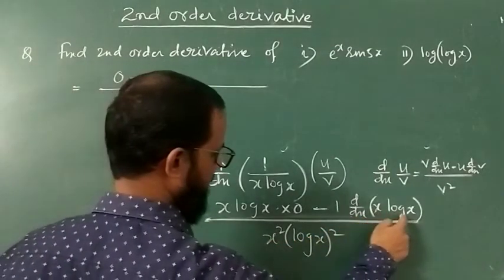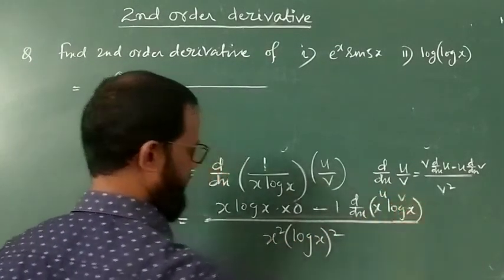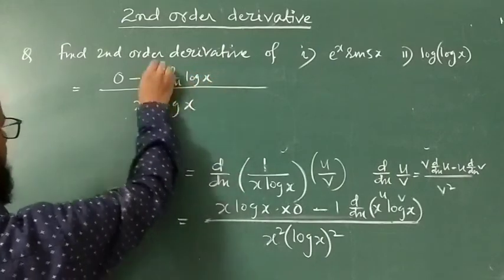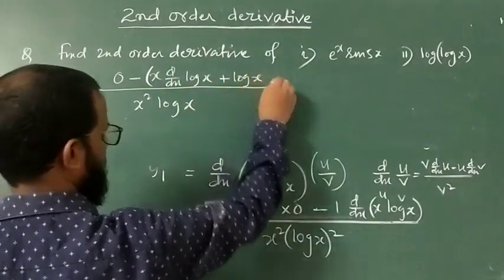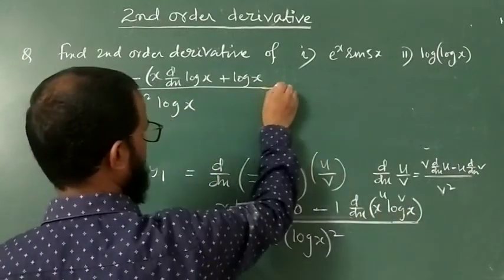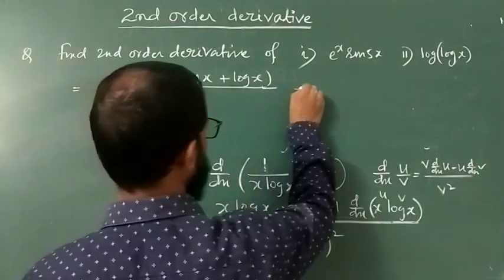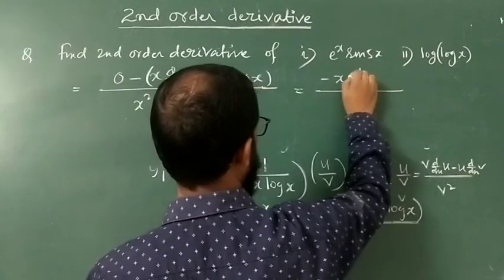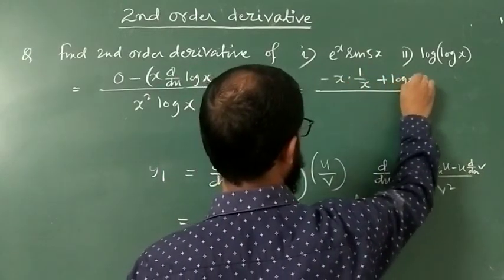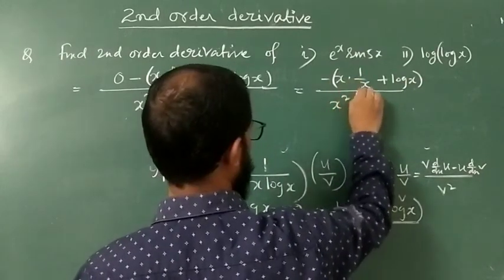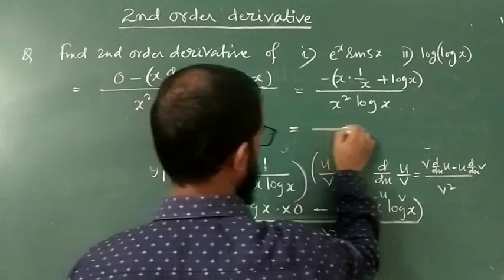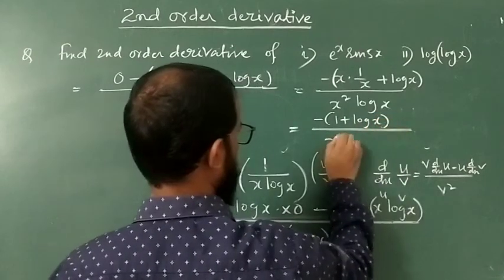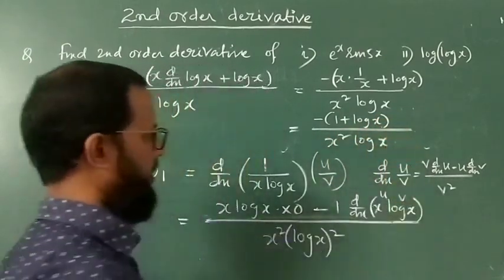Now here you see d/dx of x into log x, again the product rule. This is your u, this is your v. Use the product rule, so it will be x into d/dx of log x, put the bracket, plus log x into d/dx of x, which will be 1, no need to write. And finally you are getting the answer as minus x into the derivative of log x, which is 1/x, plus log x, bracket, divided by x squared into (log x) squared, and if you calculate, it will cancel, minus 1 plus log x divided by x squared into (log x) squared. Okay, this is the final answer.